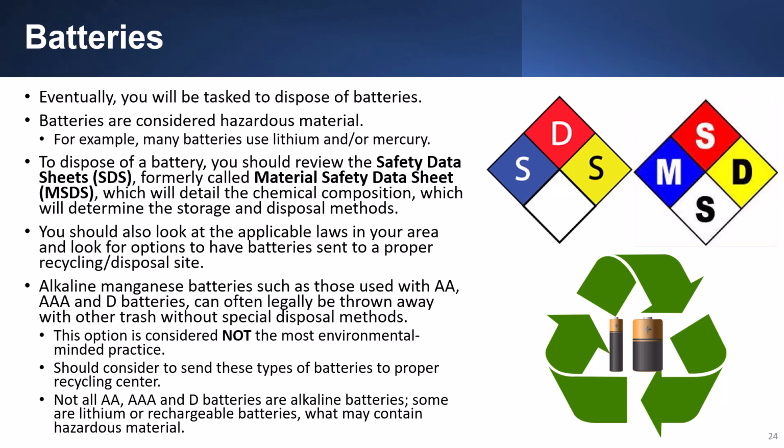Alkaline manganese batteries, such as those used with AA, AAA, and D batteries, can often legally be thrown away with other trash without special disposal methods. This option is considered not the most environmental-minded practice. You should consider sending these types of batteries to a proper recycling center. It should be noted that not all AA, AAA, and D batteries are alkaline batteries. Some are lithium batteries and some are rechargeable batteries, which also contain hazardous material.